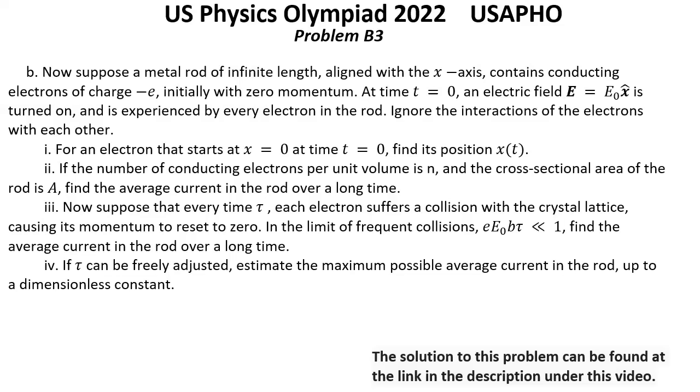Fourth, if tau can be freely adjusted, estimate the maximum possible average current in the rod up to a dimensionless constant.